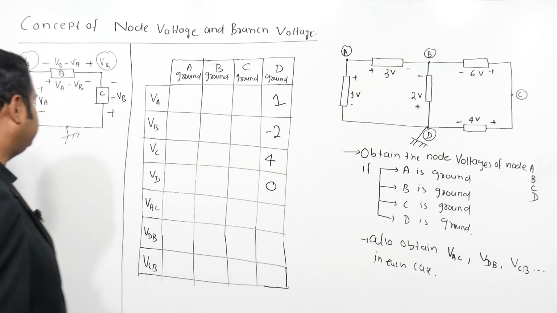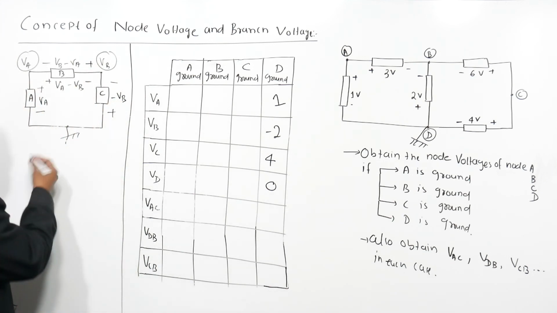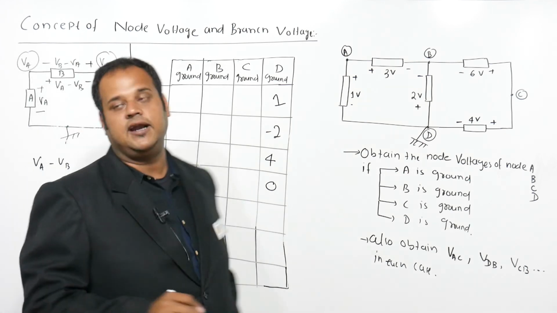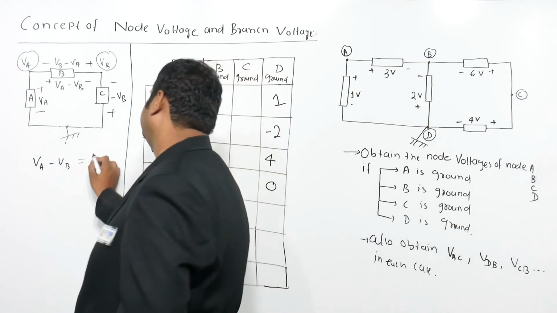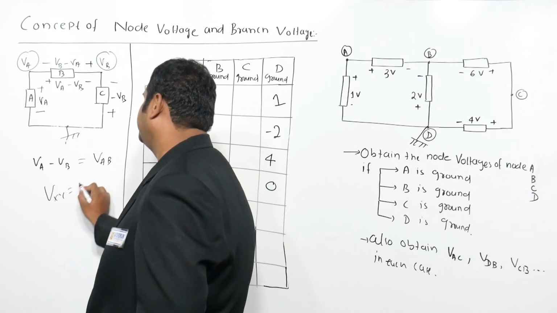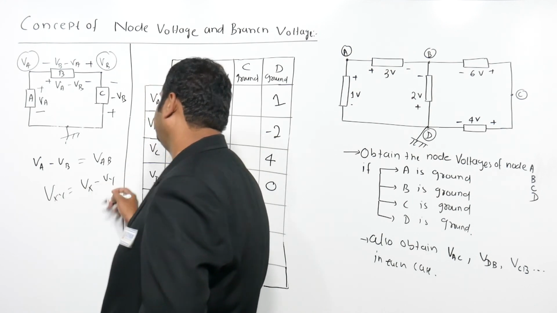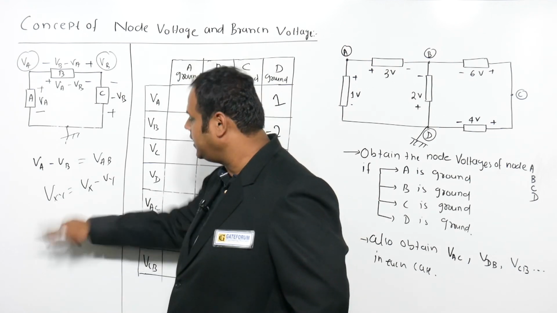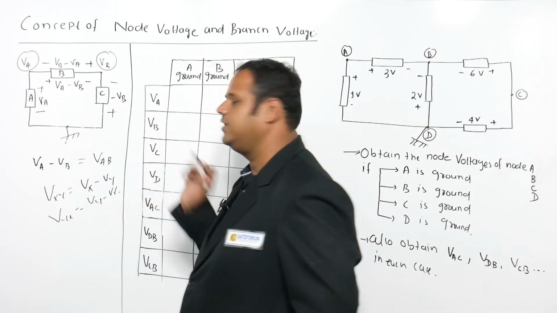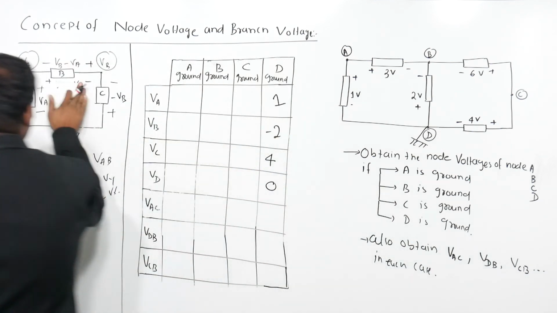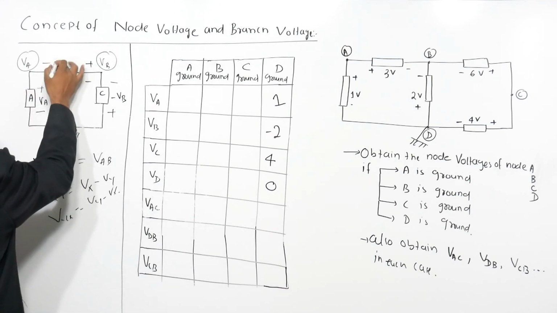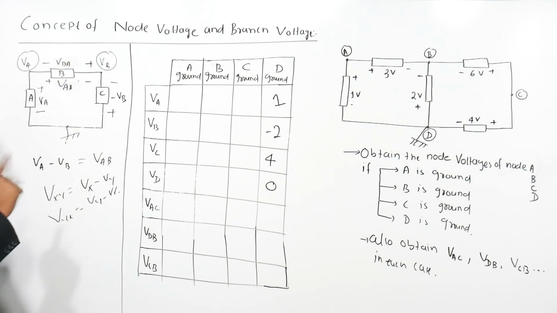So I got VA, VB, VC and VD. And one more thing. Whenever I'm writing VA minus VB, for compact notation we write this as VAB, right? So if somebody says VXY, you should think this is VX minus VY. If somebody says VYX, then it will be VY minus VX. So I can write this as VAB with this polarity, meaning VA minus VB, or I can write VBA, which is VB minus VA.